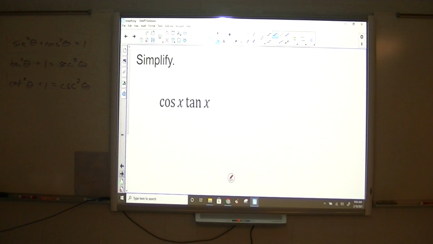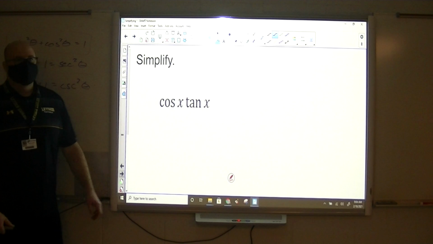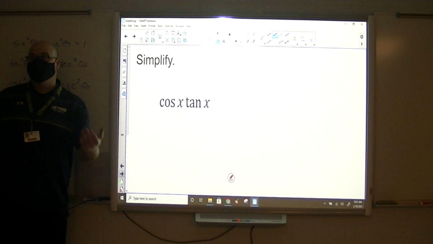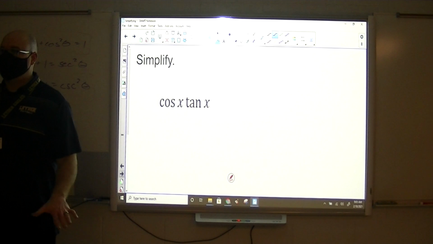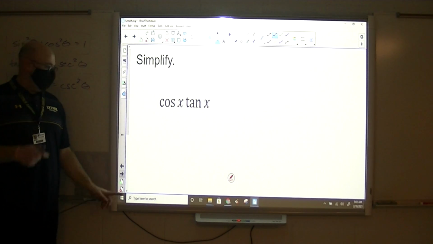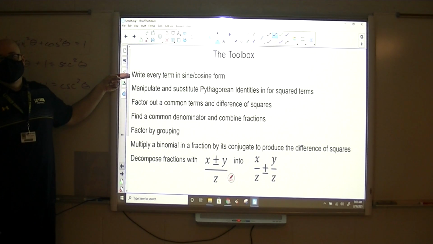All right, example 2. So we have this problem. Let's go to the toolbox, and let's go through all of the tools in the toolbox before we start. And let's decide, can I do this, yes or no? Okay? So, first tool in the toolbox.